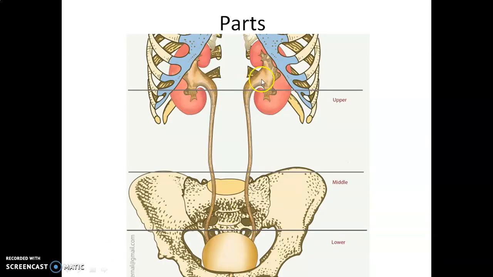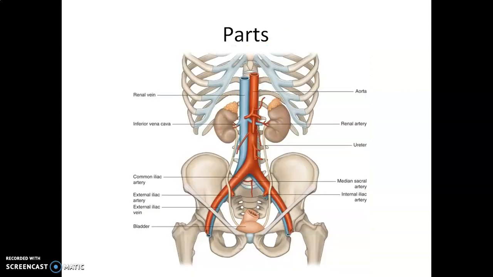The parts of the ureter we can divide into upper part, middle part, and the lowermost part, or just upper and lower part. The upper part is in the abdominal cavity, so it's called the abdominal part. The lower part is in the pelvic cavity, so you can call it the pelvic part. The lowermost part is within the urinary bladder, so intravesical part, don't worry about that.